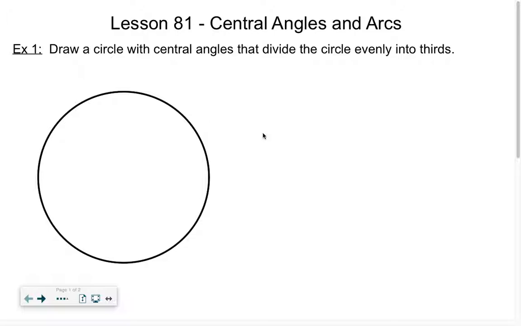To begin with, for example number 1, they want to draw a circle with central angles that divide the circle evenly into thirds. So what we want to do is create 3 equal sectors that make up this entire circle. In order to do that, we need to go back to a concept that we know about circles and the fact that there are 360 degrees that make up a circle.